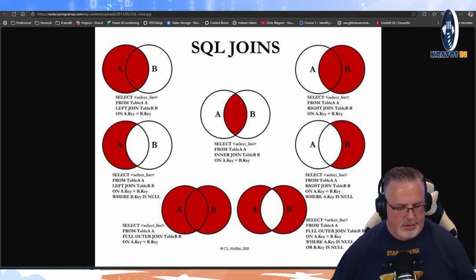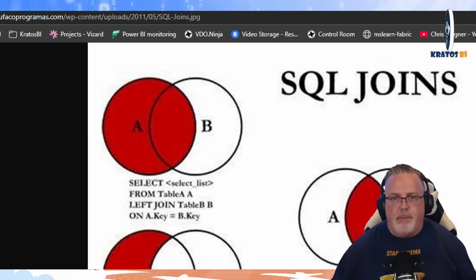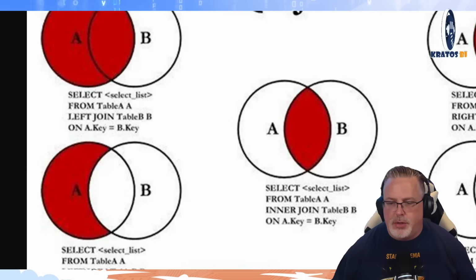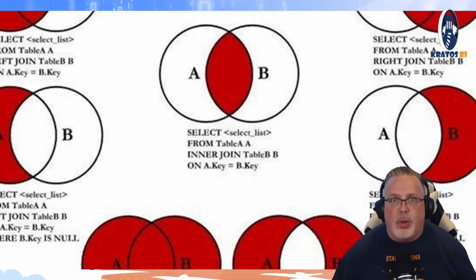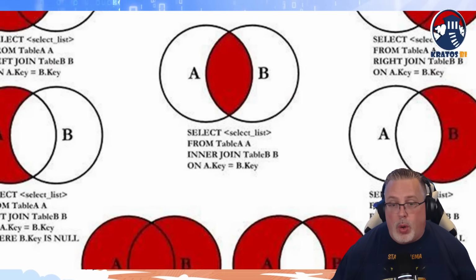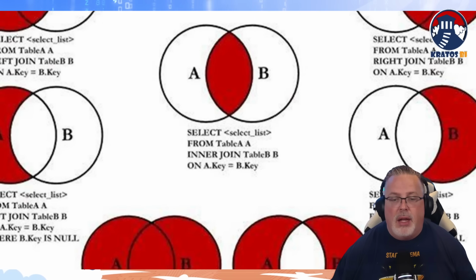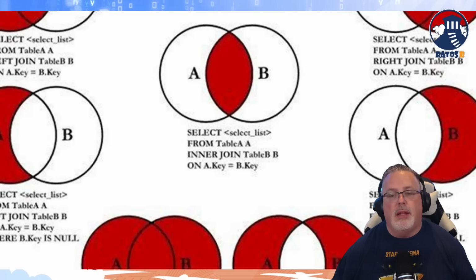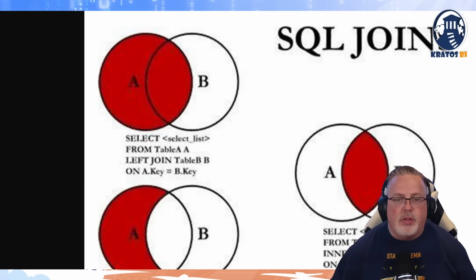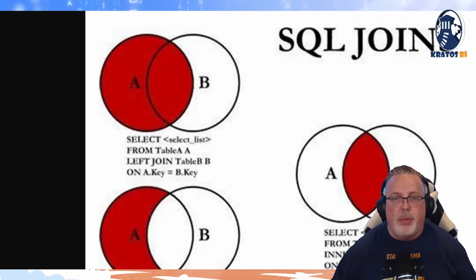Oopsies. Let's get to the right zoom in. All right. The basic join is going to be your inner join right in the center here. So it's going to be select from table A, inner join or join to table B on the key in A and the key in B. What that's going to do is give you the results from A that align with results in B. Okay. The next most popular join is going to be your left join.